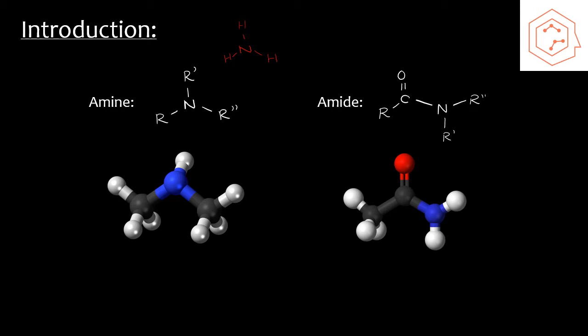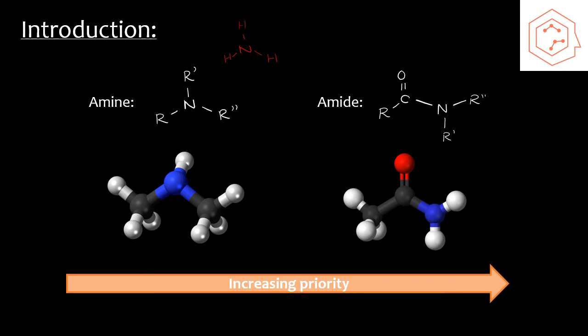So we have to keep that in mind when we are going to be naming these molecules that might happen to have 1 or more of these functional groups present. But in terms of just amines and amides, amides outrank amines in priority if both groups are found on the same molecule. So we're going to start with amines.